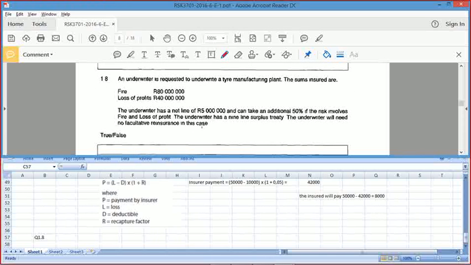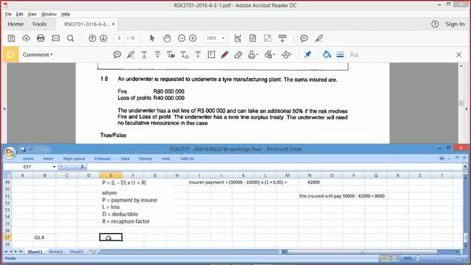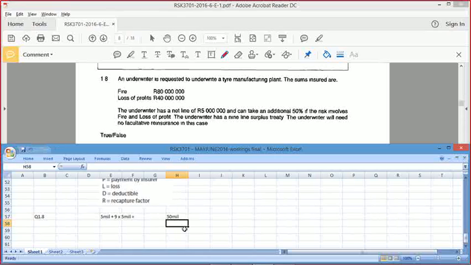1.8. An underwriter is requested to underwrite a tire plant. Sums insured: fire, 80 million; loss of profits, 40. The underwriter has a net line of 5 million and can take an additional 50% if the risk involves fire and loss of profit. The underwriter has a 9-line surplus treaty. So it'll be 5 million plus 9 times 5 million. 9 times 5 is 45 plus 5 is 50 million. So 50 million line of reinsurance available.